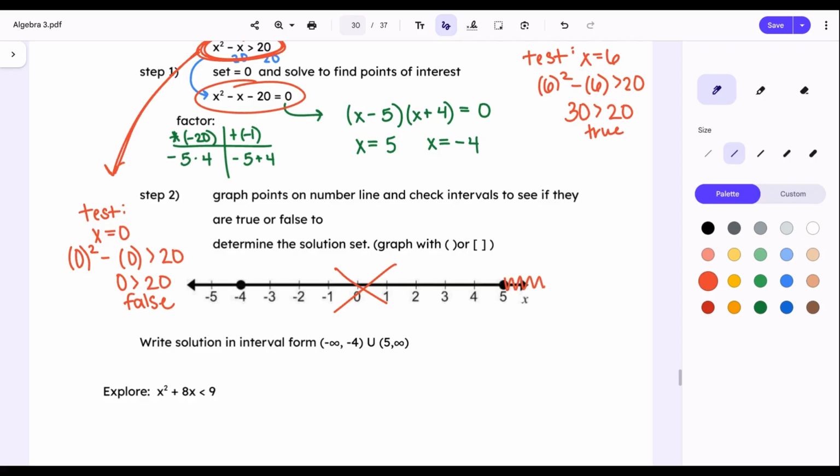Which means I do want to shade on this side of 5. So I'm going to shade, or color that side of the graph in, and it's going to keep going. Everything bigger than 5 is going to work.